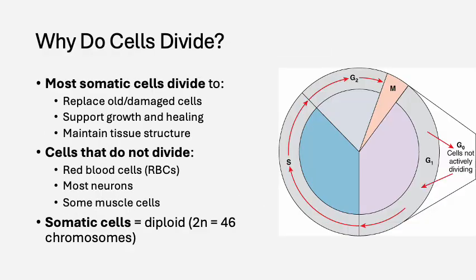Most cells in the body divide to support growth, development, and maintenance. Cell division allows damaged or worn out cells to be replaced and enables tissues to heal after injury. Not all cells divide regularly, however. Red blood cells lack nuclei and cannot divide, while many neurons and muscle cells divide very rarely or not at all. Understanding which cells divide and which do not helps explain patterns of regeneration and repair in different tissues.